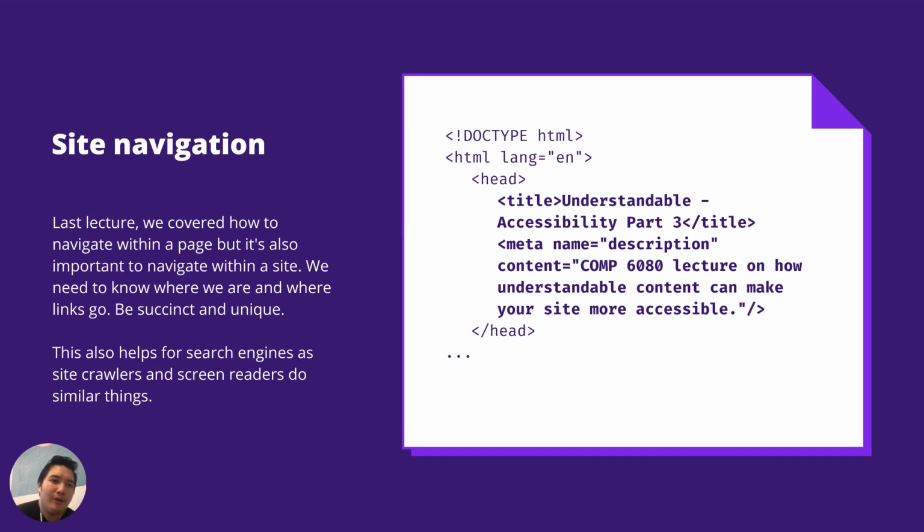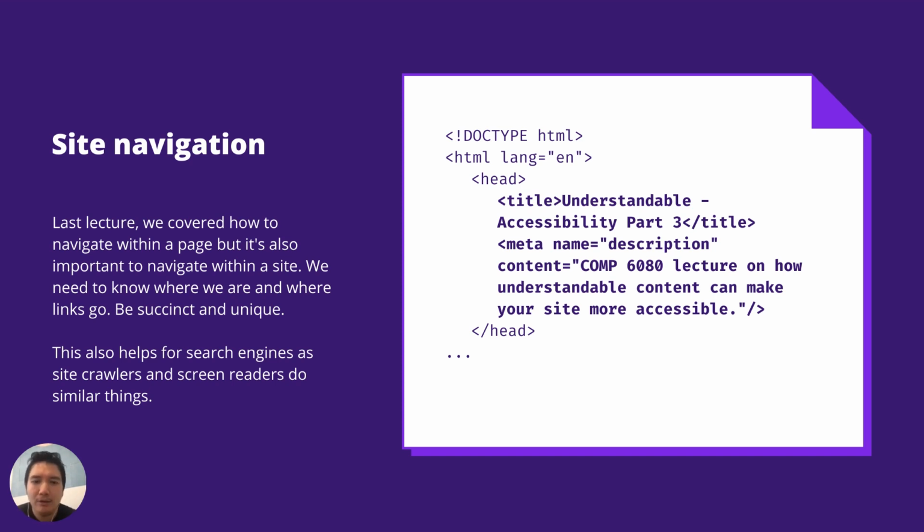All right, so last lecture we covered how to navigate within a page. It's also important to navigate within a site. So we need to know where we are and where links go. And it's important here to be succinct and to create unique titles for every page. This also helps for search engines, as site crawlers and screen readers do very similar things.